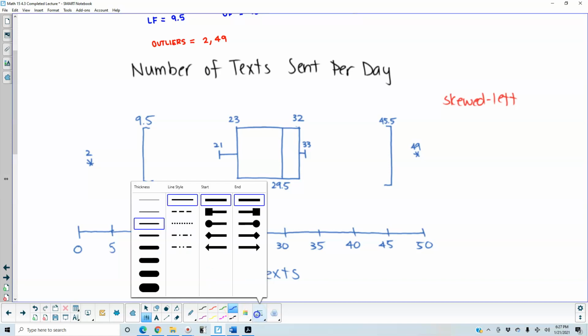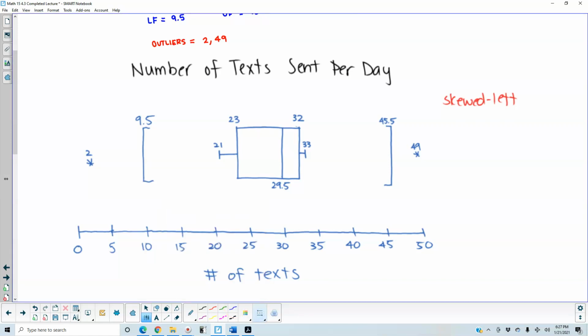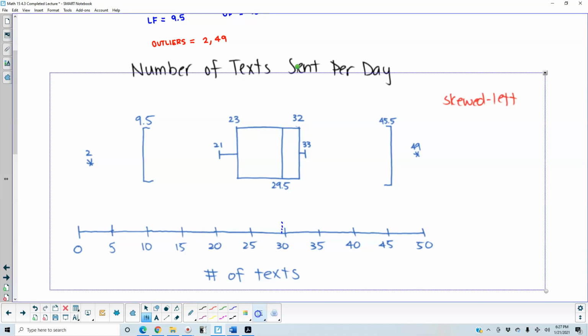So let's go ahead and determine how this box is going to look. Well, we know that 29.5 represents the median, which is quartile 2. So we're going to start there at quartile 2. And then we create this line here. And then what is quartile 1? Well, we know that quartile 1 is 23. So we have that. And then we know that quartile 3 is at 32. So therefore, we can now at least make our box.